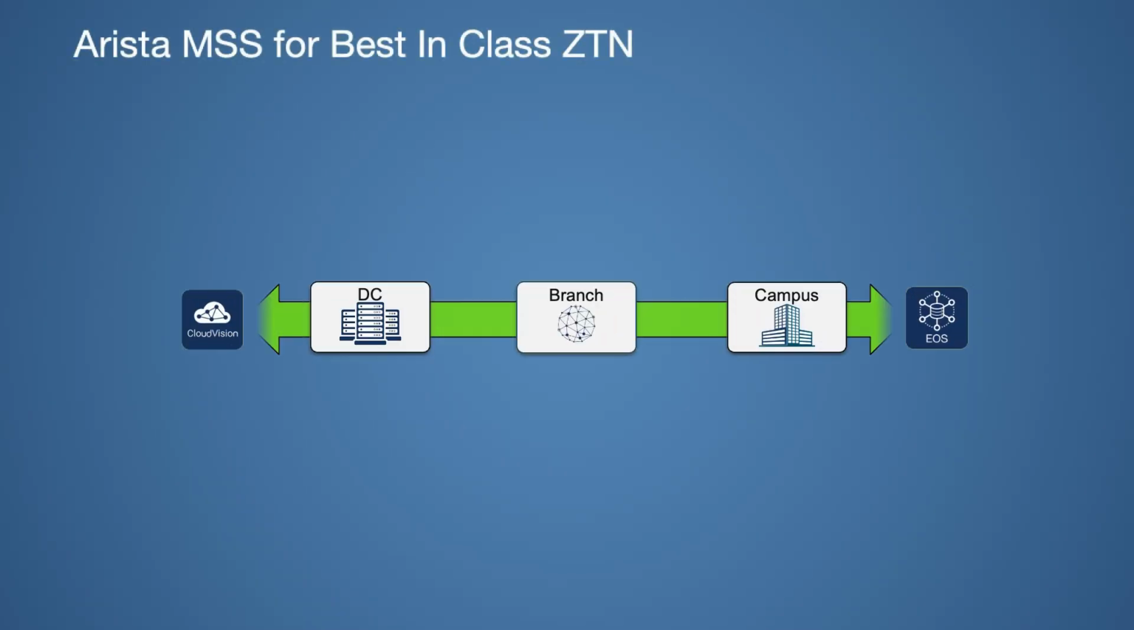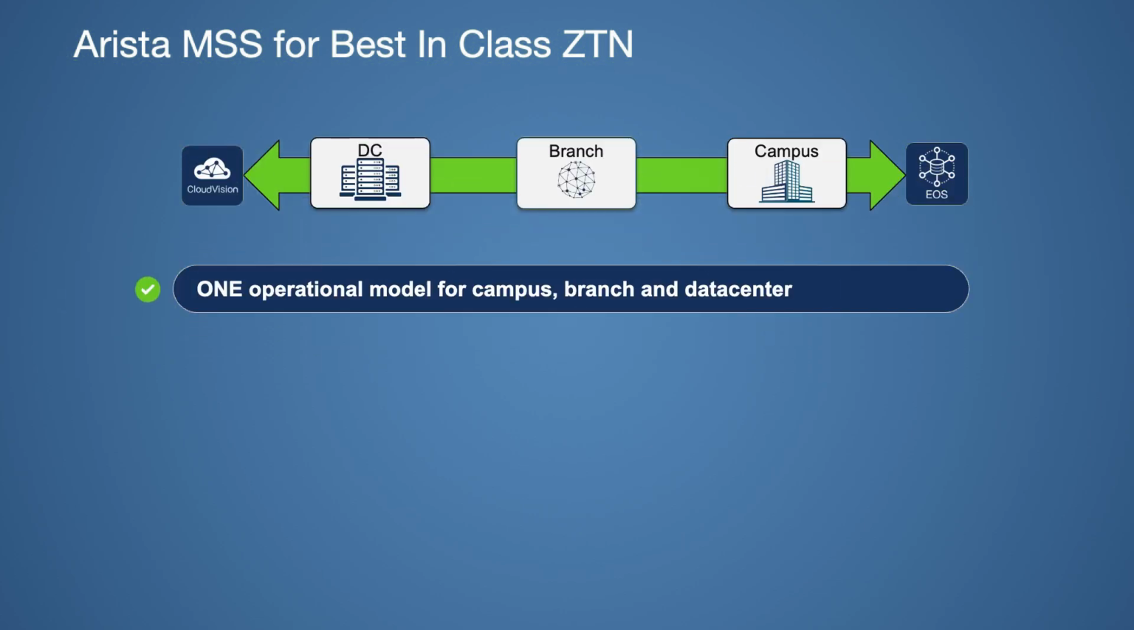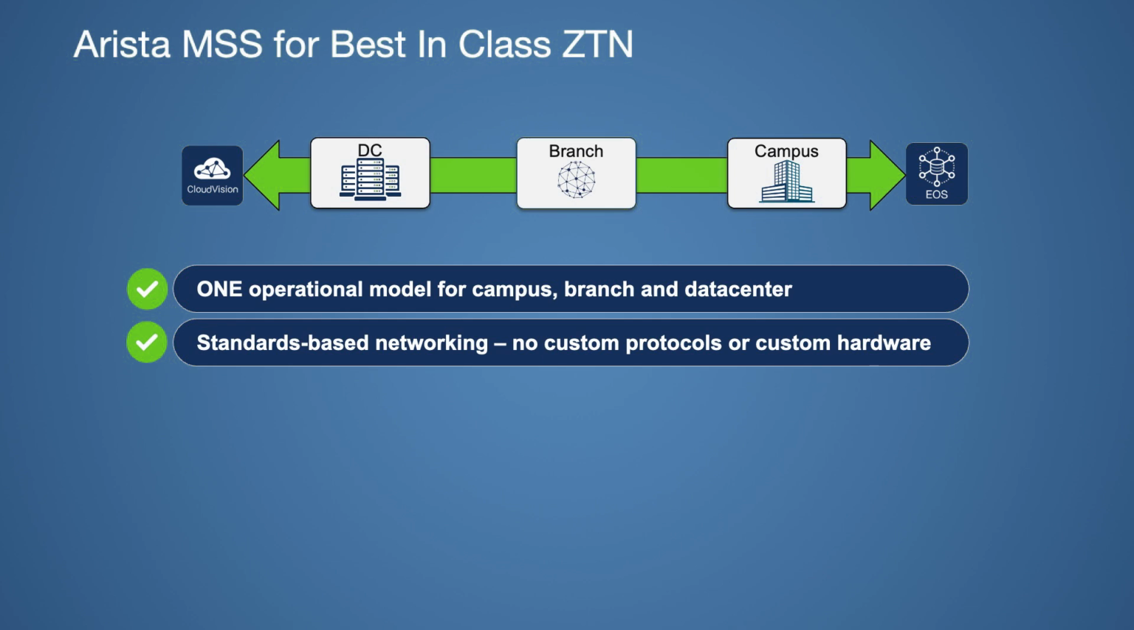And last, we want to cover how this technology is actually highly differentiated. Number one, this is the only switch-based microsegmentation technology which gives the user a single operational model for campus, branch, and data center. Second, this technology is completely based on standard-based networking. There are no custom protocols and there is no need for any custom hardware. The beauty of this approach is that it's easy to fit in any brownfield multi-vendor network environment.